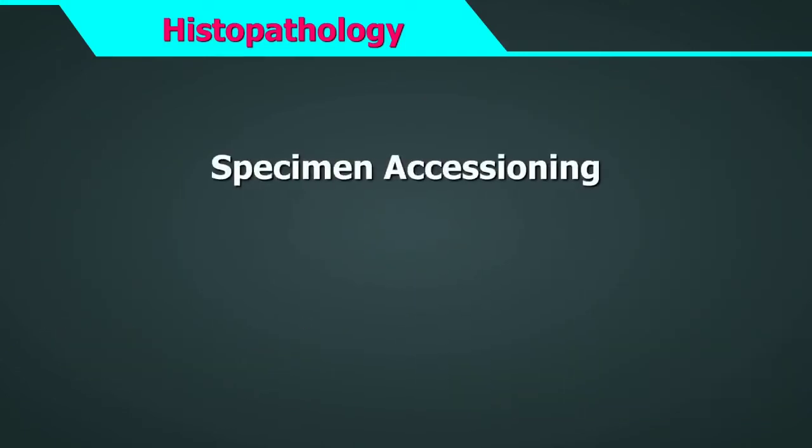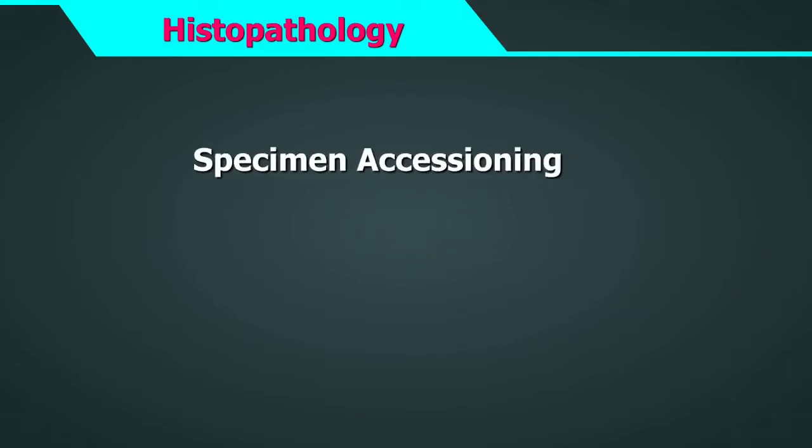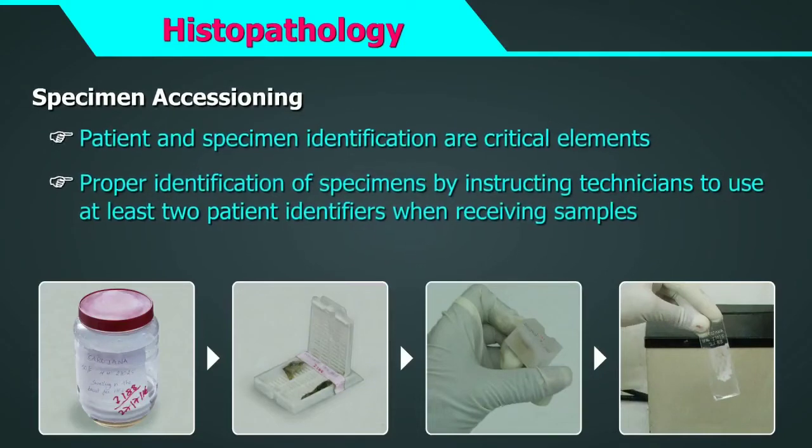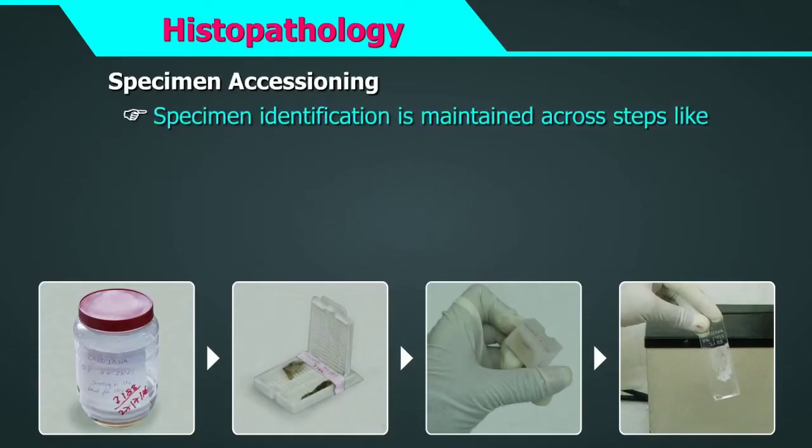Specimen accessioning. One of the biggest challenges laboratories face is the ability to accurately label and track laboratory specimens throughout the lab process in order to avoid potential misidentification errors. Patient and specimen identification are critical elements in surgical pathology. Proper identification of specimens should be done by instructing technicians to use at least 2 patient identifiers when receiving samples.